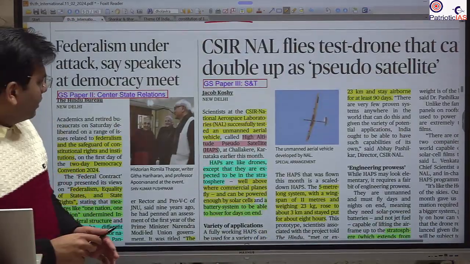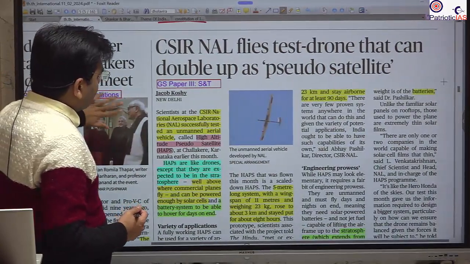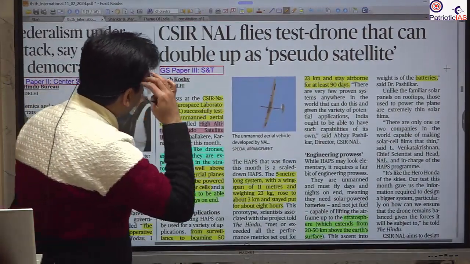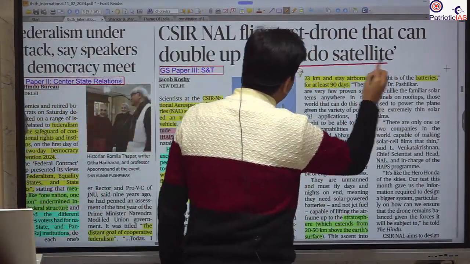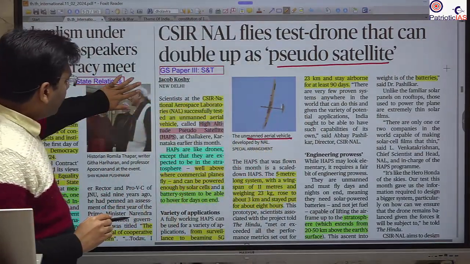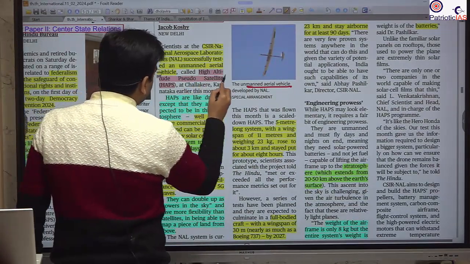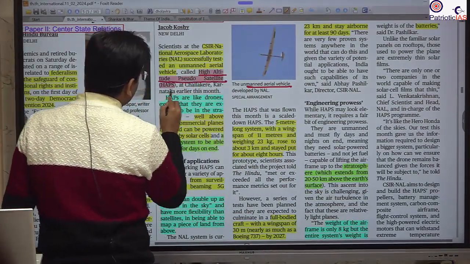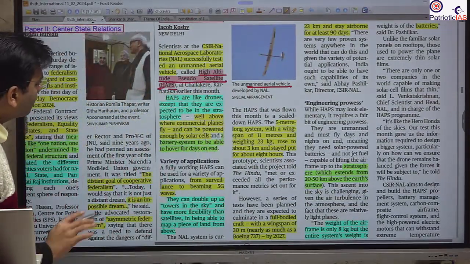Next important news is with respect to GS Paper 3, science and technology. India is going to test this pseudo satellite. What is this? This is an unmanned aerial vehicle. And what is the name of this? This High Altitude Pseudo Satellite. HAPS is the name. Who is constructing?